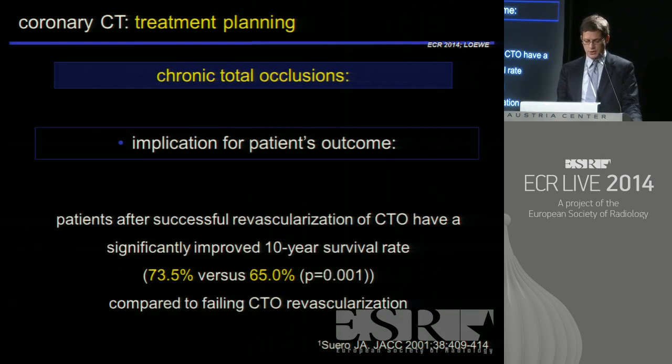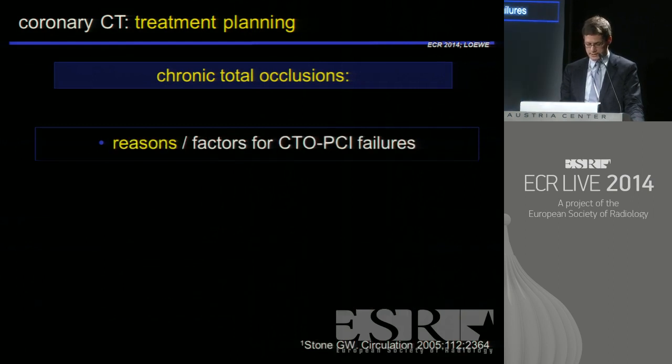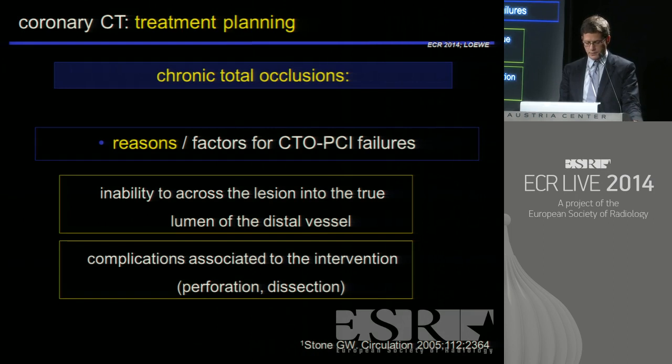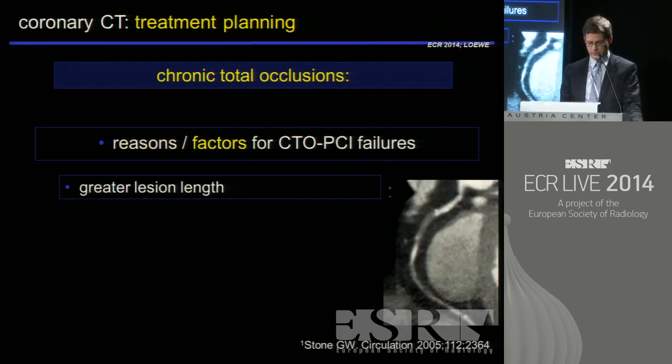However, the revascularization of the chronic total occlusions is important for the patient's outcome. It has been shown that patients have a significantly improved 10-year survival rate after successful revascularization of a CTO compared to patients in whom the CTO revascularization was not successful. We know different reasons and factors why a CTO PCI can fail. It could be the inability to cross the lesion into the true lumen distally to the occlusion, or there is a higher risk for some complications during interventions like dissection or perforation.